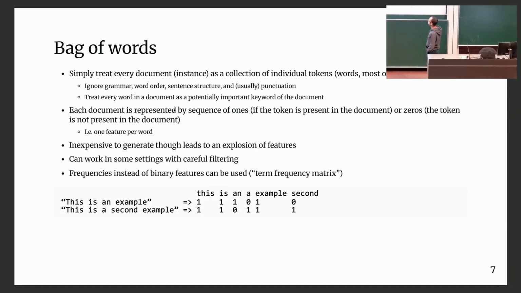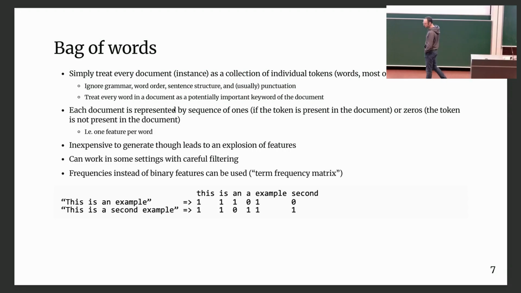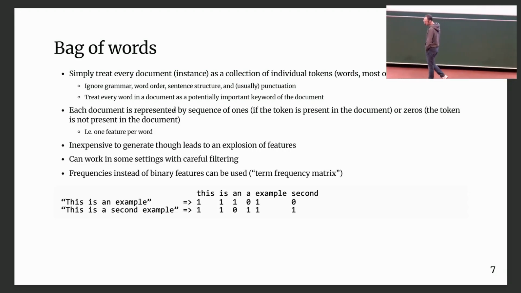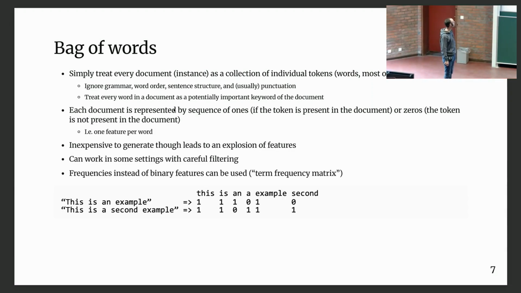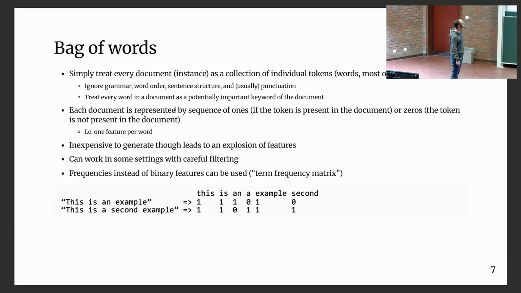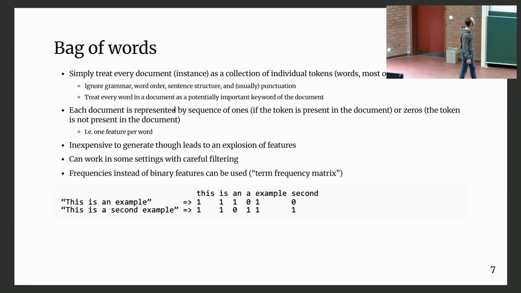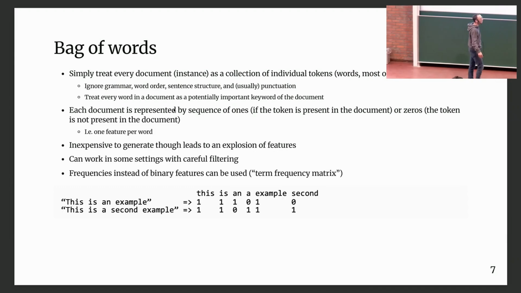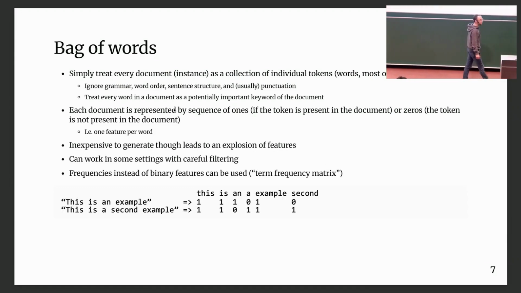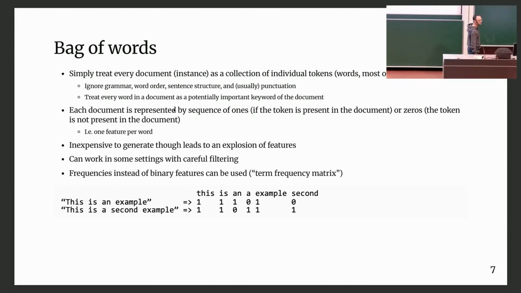But generally speaking, what's a very easy representation that you could come up with? The most simple approach is bag of words based approaches, where you say, I treat every document as a collection of these individual tokens, which might be words, but could also be on the character level or the subword level, depending on what vocabulary of tokens you want to work with. Other than that, we're going to ignore grammar and order and structure, and very often we will also ignore punctuation, although we don't really have to. We could also incorporate punctuation.